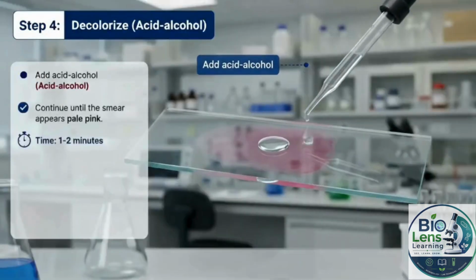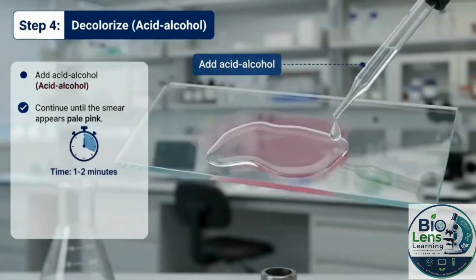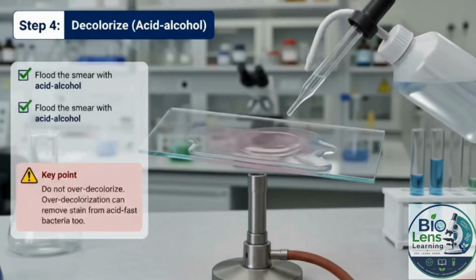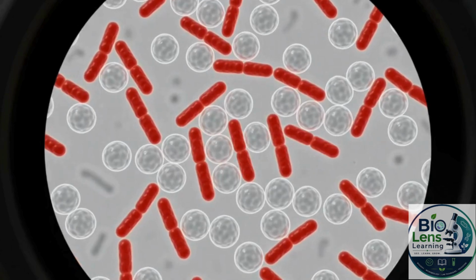Step 4. Decolorize with acid alcohol. Continue until the smear appears pale pink. Be careful not to over-decolorize. Non-acid-fast cells are now colorless.